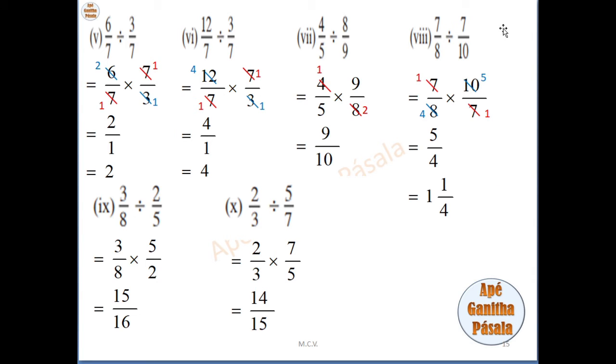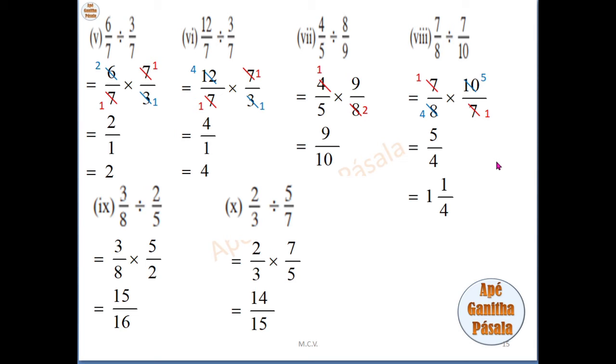Eighth one. 7 over 8 divided by 7 over 10. Similar, that is the same as multiplication by the reciprocal, multiplied by 10 over 7. Now 7 in numerator and denominator, so you can cut that. 7 divided by 7, 1. 7 divided by 7, 1. 8 and 10 also divisible by the same number. 10 divided by 2, 5. 8 divided by 2, 4.